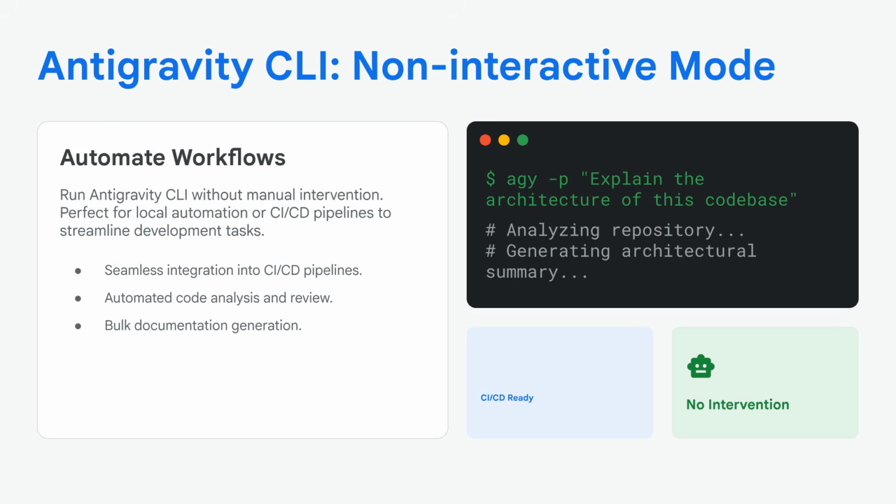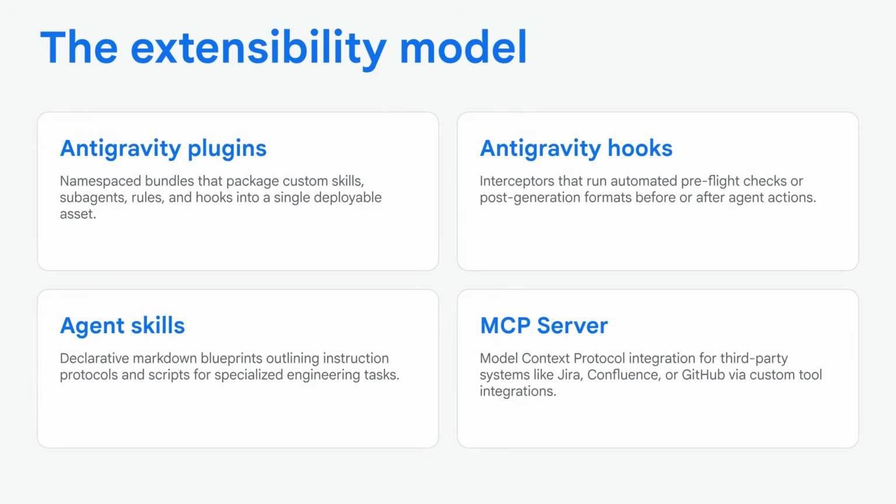Simply pass your prompts using the -p flag to integrate code analysis and generation directly into your automated builds. Antigravity CLI is built to be extensible. Leverage plugins, hooks, custom agent skills, and MCP server integrations to tailor the tool to your specific engineering needs.